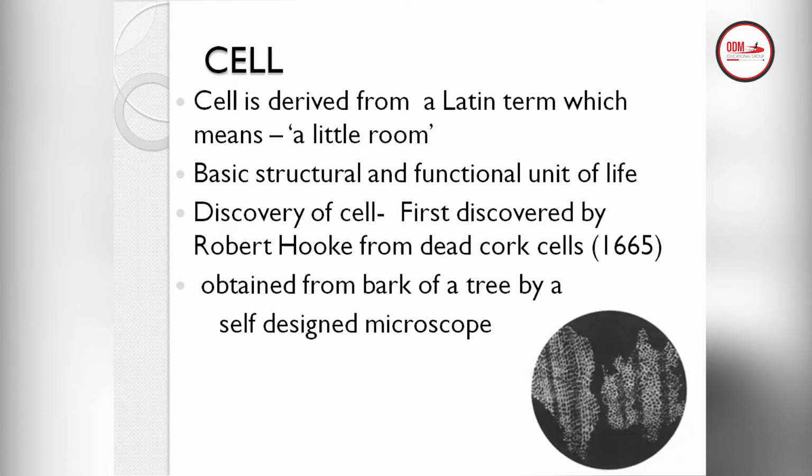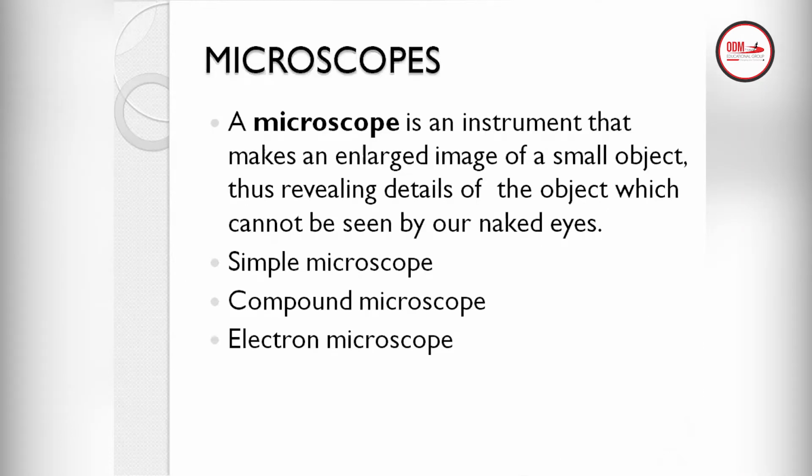Now, how is the cell seen? I have already told you that Robert Hooke saw this under a microscope which he designed himself. Let us come to the point, that is, microscopes. So what is a microscope? A microscope is an instrument that makes us able to see the enlarged image of an object which we cannot see with our naked eyes.